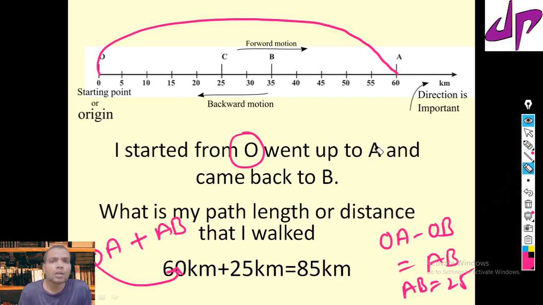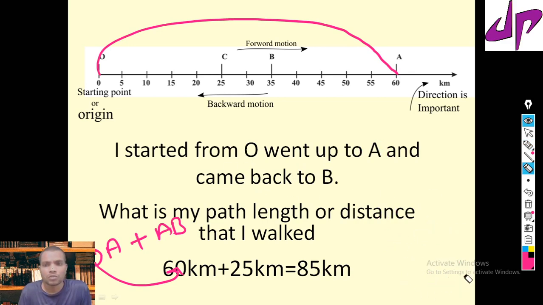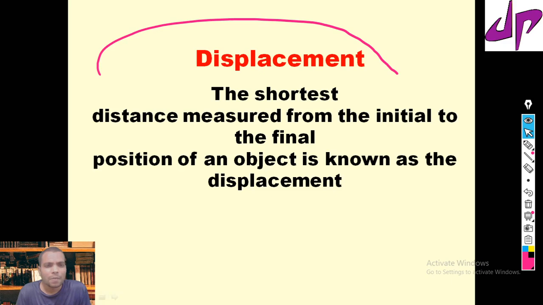Now the total path length, total means we need to sum up. If you sum OA and AB, we get the total path length. Here in this case it comes to 85 kilometers. So that we can say is the total distance.